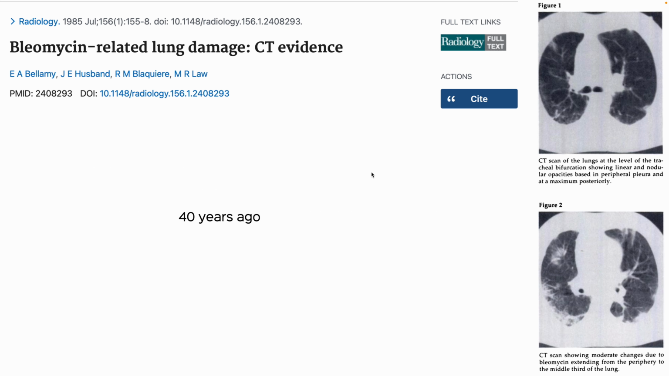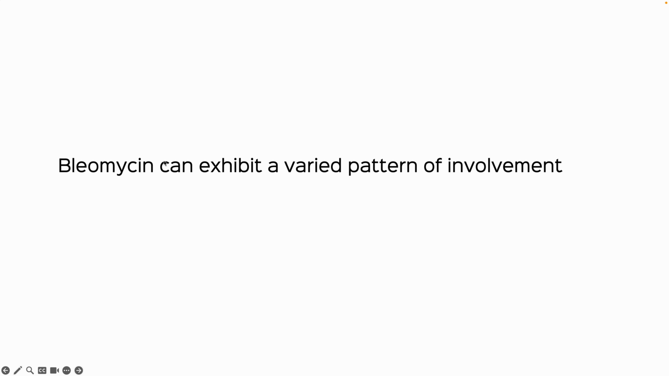One of the first CT-related papers on this subject was 40 years ago in Radiology, and at that time terms like organizing pneumonia were not known, and you can see these OP patterns in both these patients here. There were about 3 or 4 papers written by Dr. Bellamy at that time, and it's very interesting to see these.